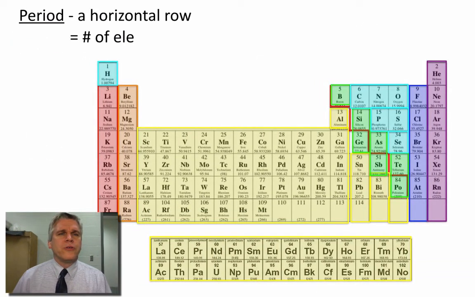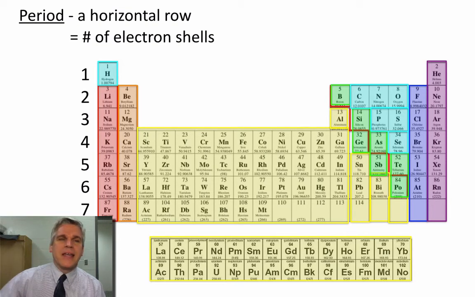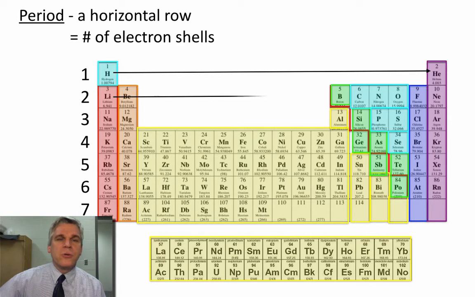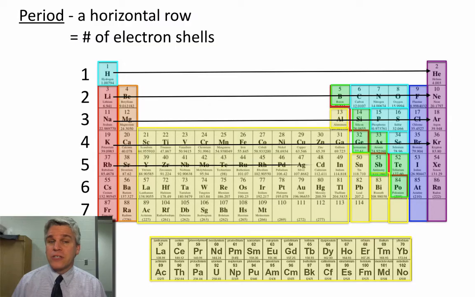And we're going to identify the periods on a periodic table. Now a period is a horizontal row, and there are a total of 7 horizontal rows, or 7 periods on the periodic table. Why this is important is it tells us the number of electron shells. So that means that everything in period 1, which would just be hydrogen and helium, all have 1 electron shell. All the elements in period 2 have 2 electron shells. In period 3 they have 3 electron shells, and so on.